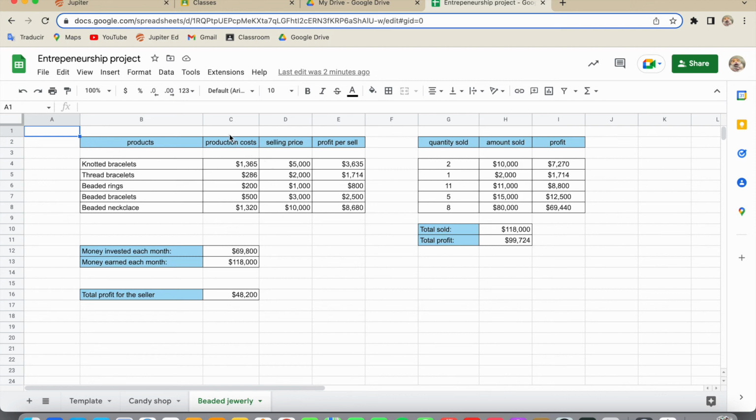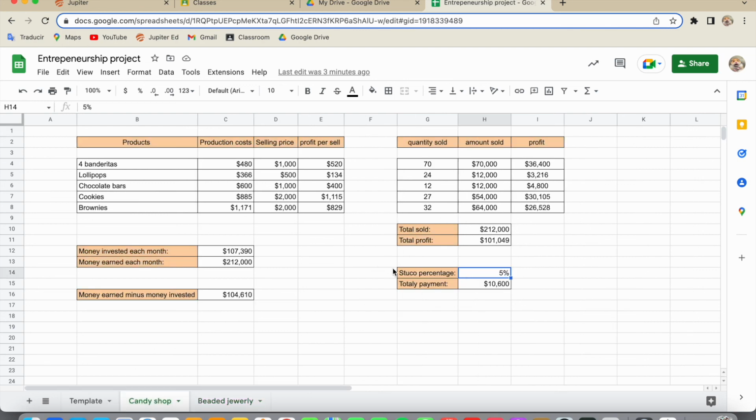I used the production cost, which was kind of hard because I needed to learn the prices of each single bead to create the production cost. But I finally did it, and then the production cost, the selling price, the profit per sale, the quantity sold, all of this. I erased the part which says Stuco percentage because in this project the money is going to Asilo San Rafael, so there's nothing for Stuco, but this is how it would work for Stuco students.